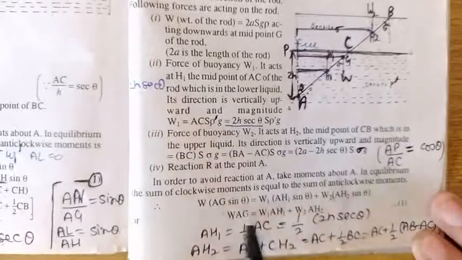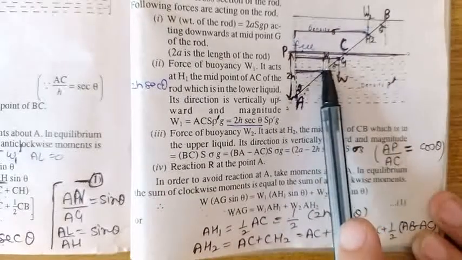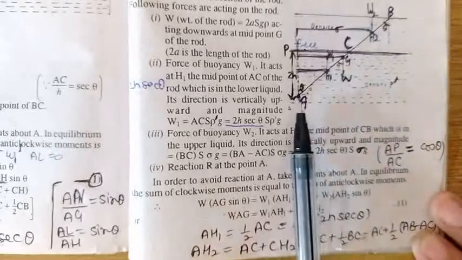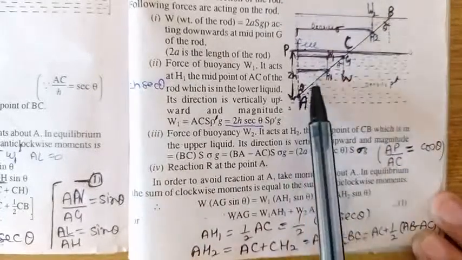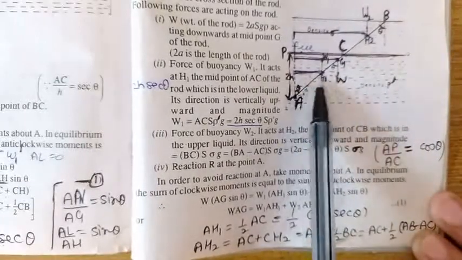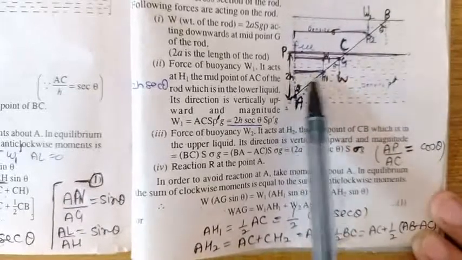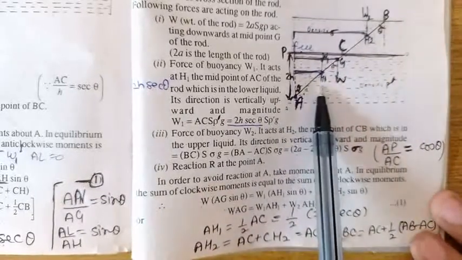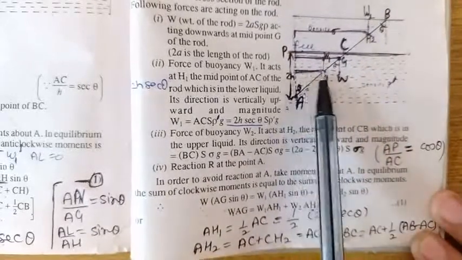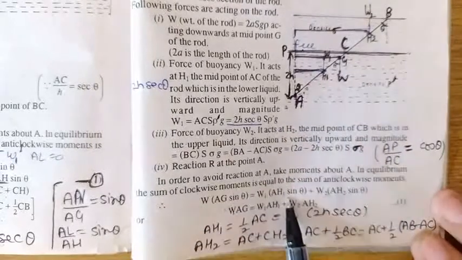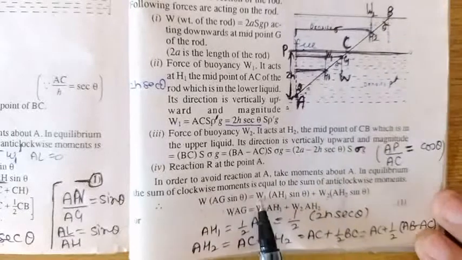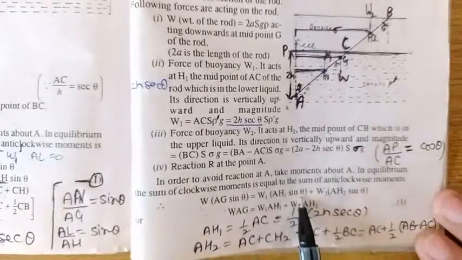Now let us find the moment of W1. W1 into the perpendicular distance of the line of action of W1 from the point A, means this distance. To find this distance, you can use this triangle. In this triangle, this is perpendicular, AH1 is hypotenuse. So perpendicular upon hypotenuse is sine theta. So this distance will become AH1 into sine theta. So we have obtained the moment of W1 given by W1 into AH1 sine theta.